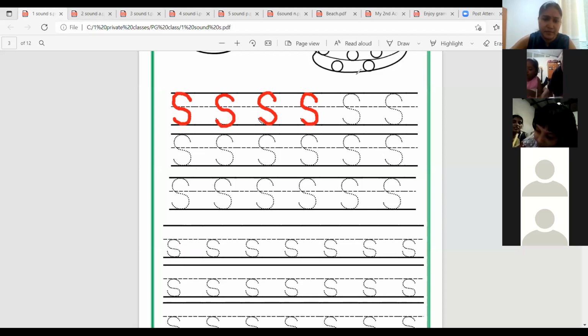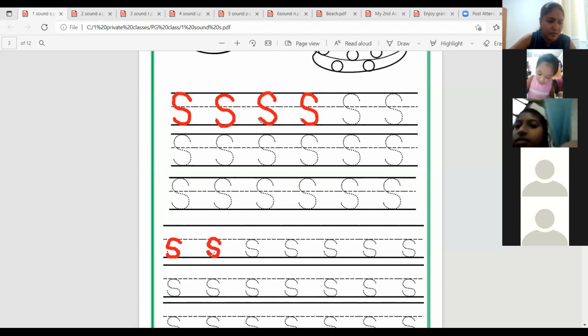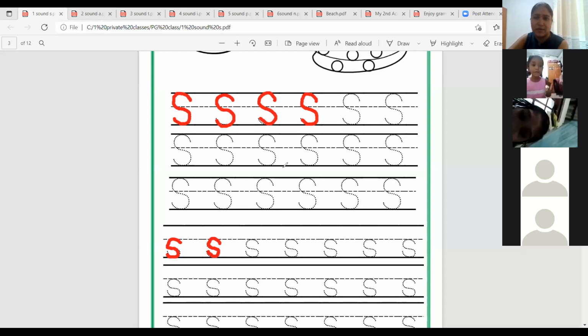Let me write it again. Okay. Curve and another curve. Okay. You have to write like this. It should be a nice curve and another curve. Okay. Curve and another curve. This is the way we write lowercase and uppercase a sound.